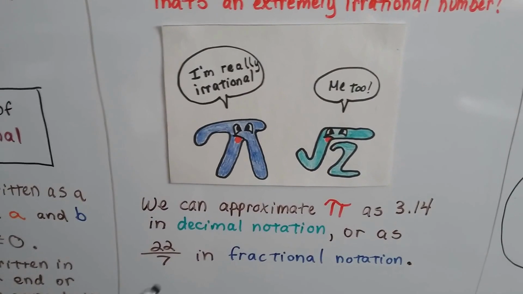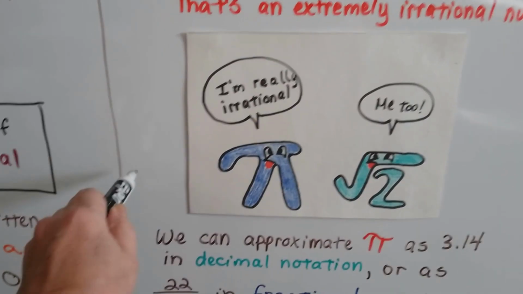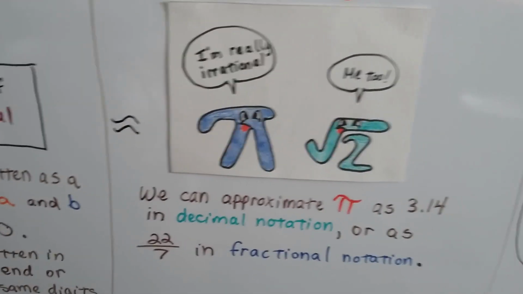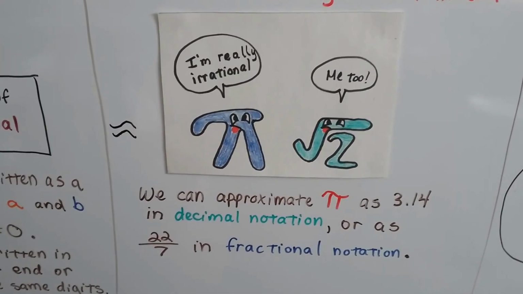We can approximate pi as 3.14 when we do math. We just make sure we use that approximate symbol. We don't use an equal sign, we use the approximate symbol. We can also use 22 over 7 when we have it in fractional notation.